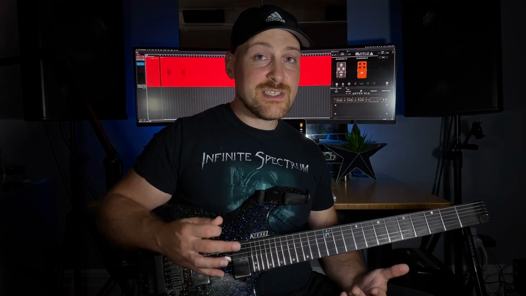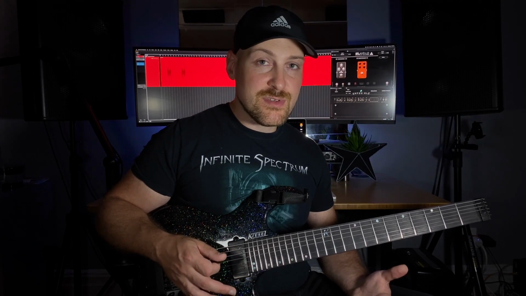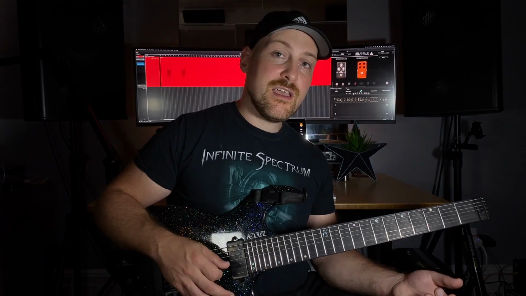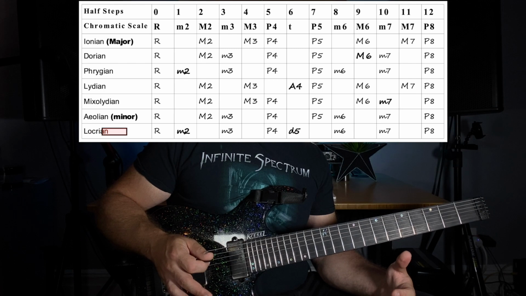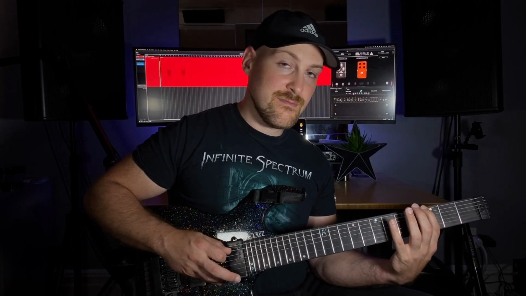Alright, so finally we have the 7th mode, which is the Locrian mode, which is not as often used because it's not as musical, but you could probably make use of it. If you compare it to a minor scale, it's basically a minor scale with a flat 2nd and a flat 5th.